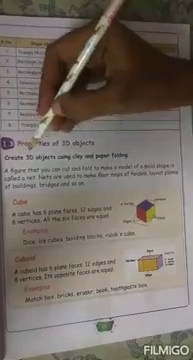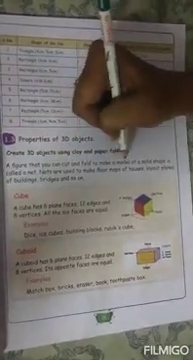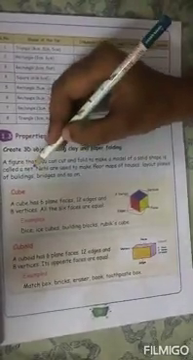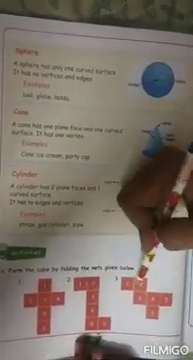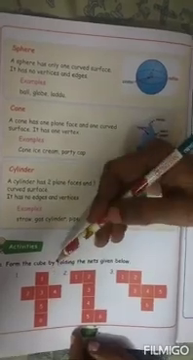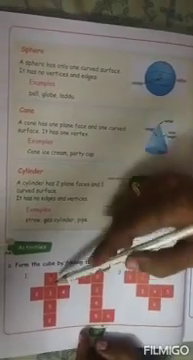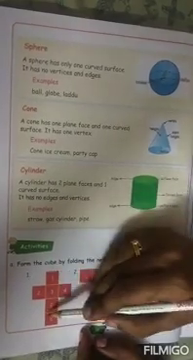Okay, create 3D objects using clay and paper folding. A figure that you can cut and fold to make a model of a solid shape is called a net. It is given on the next page of your book. Just see here, children. These are known as nets. You can create a cube by folding the nets. You just take a paper and cut like this.